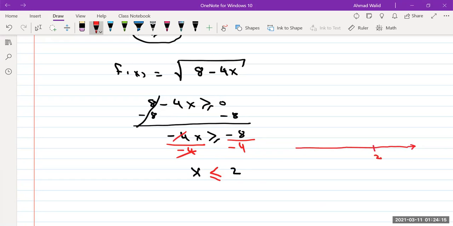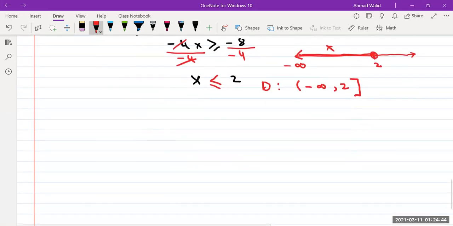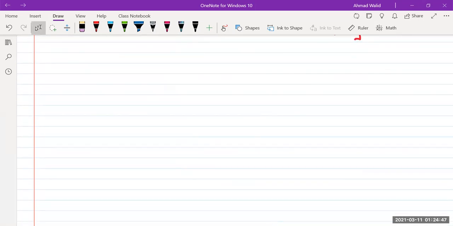Now, number line, here is 2, closed circle, less than 2. It means all these values, correct? To where? To negative infinity. Then how to write the domain? Parentheses, negative infinity, comma, 2, bracket. That will be your domain. Correct? I did 3, 4 examples for you to explain how to find the domain of polynomial functions, rational functions, and square root functions.